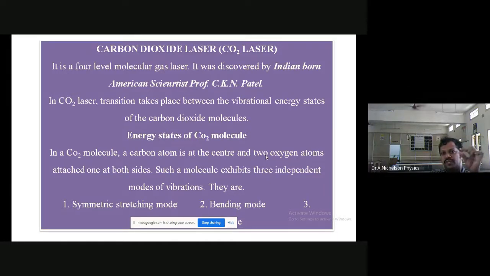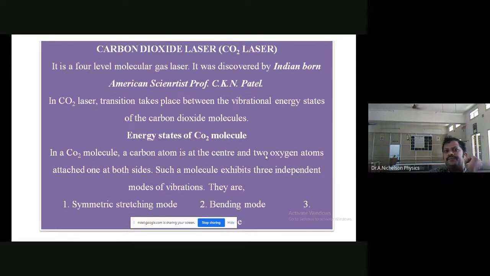So vibrational energy levels, okay, by the vibration of that molecule, there may be some energy difference. So there is a transition between one form of vibrational energy to another form of vibrational energy, or in between the same vibrational energy level. So here this takes place exclusively in between the vibrational energy states.